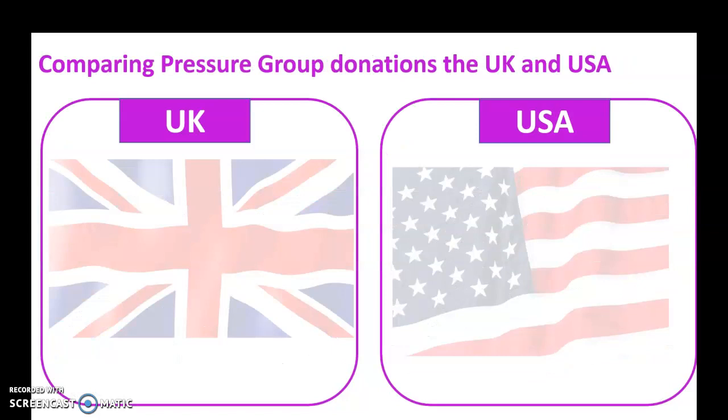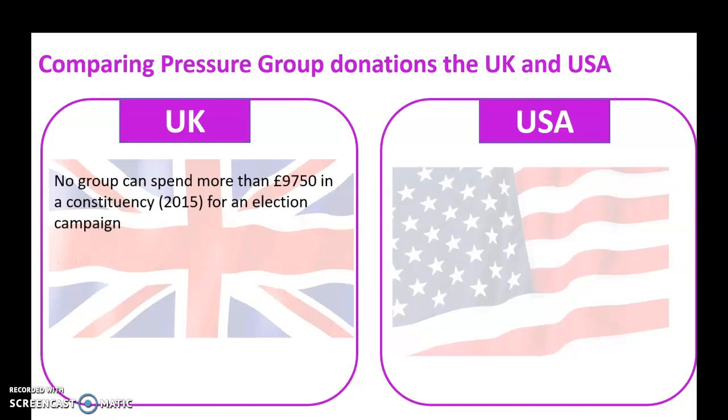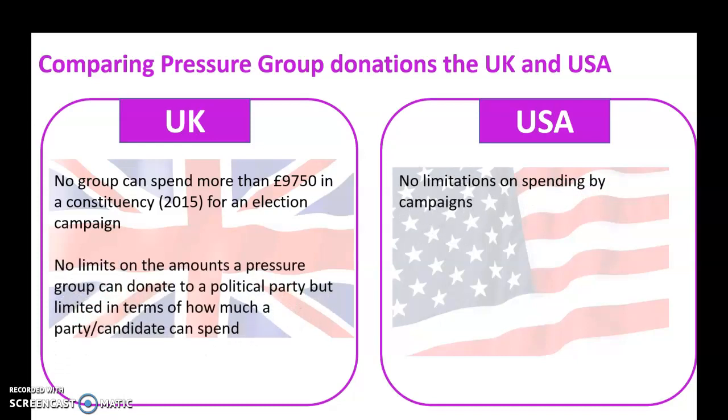If you look at comparing the pressure group donations in the UK and USA, no group in Britain can spend more than $9,750 in a constituency for an election campaign, whereas obviously in the USA they can spend a lot more than that. There are no limits on the amounts a pressure group can donate to a political party in the UK, but there are limits in terms of how much a party can spend.